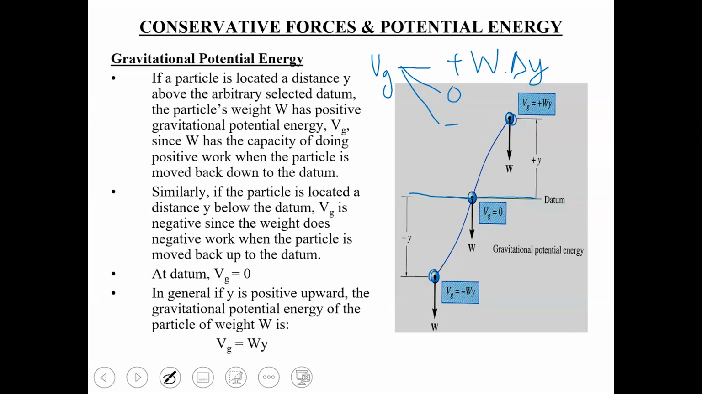What is meant by negative gravitational potential energy is that you are going to perform work input on that particle in order to move it back to the datum. So that negative gravitational potential energy would have a magnitude of again W times delta Y. So the magnitude remains the same, whether the particle is above the datum or below the datum; only its sign, positive or negative, changes. We defined the convention that work output is taken as positive, and work input is taken as negative.